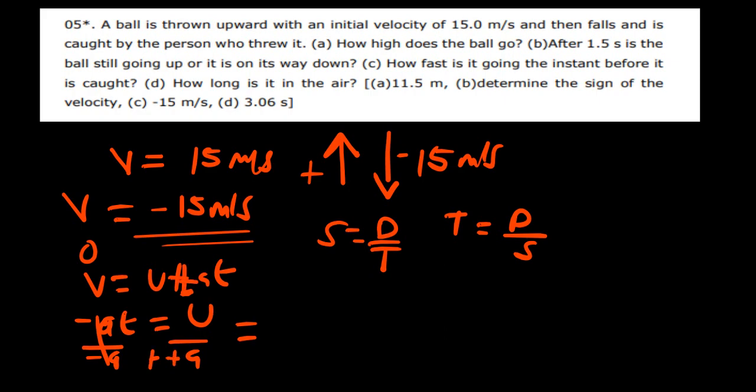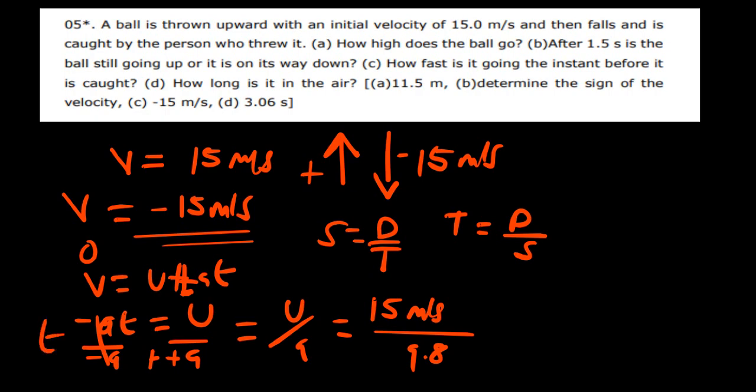Okay, so this will still give us a positive. So we have t equals u over a, and our initial velocity, it was thrown at 15 meters per second, over the acceleration, 9.8 meters per second squared. We're finding the time. So 15 divided by 9.8, on my end I'm getting 1.53 seconds.